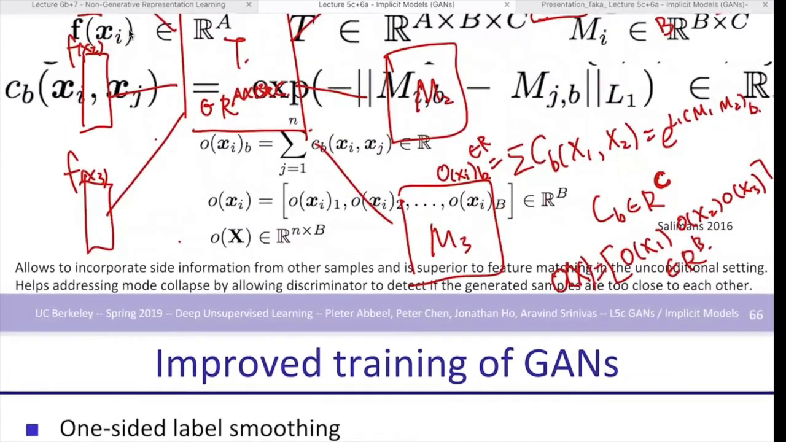Essentially, it forces the generator to output different images, because you're telling the discriminator that if all the images are very close, this is obviously fake. So it forces it to tell, oh, you were giving me all the same image, this is wrong. Then that feeds back to the generator, which will not only generate one image for each batch.